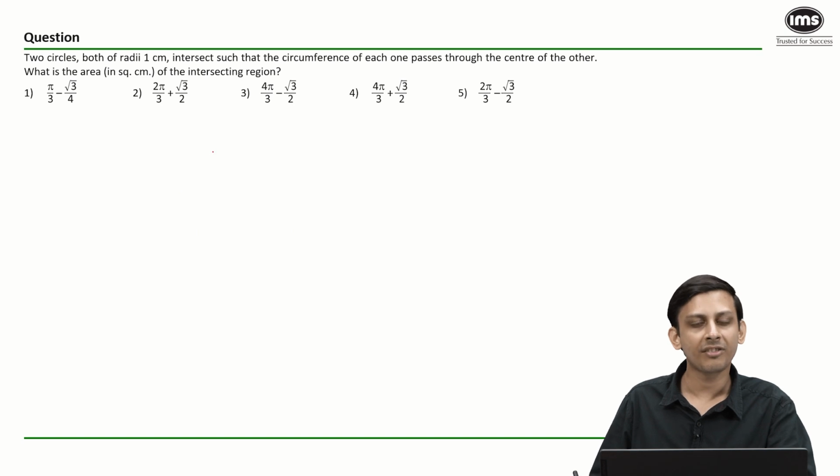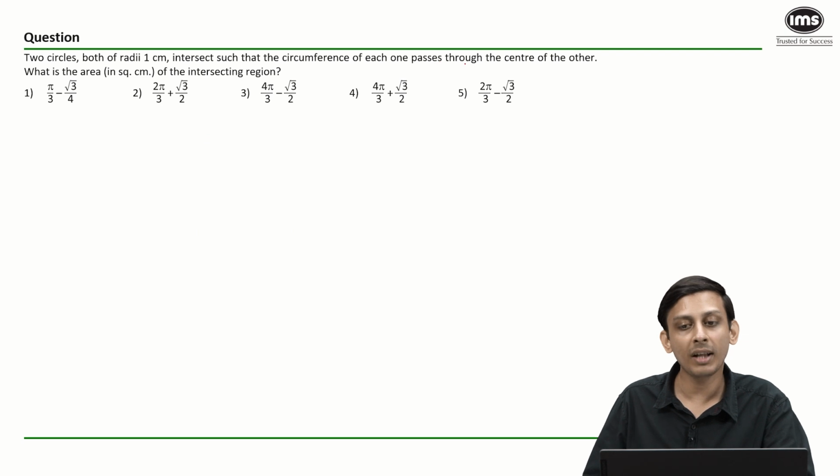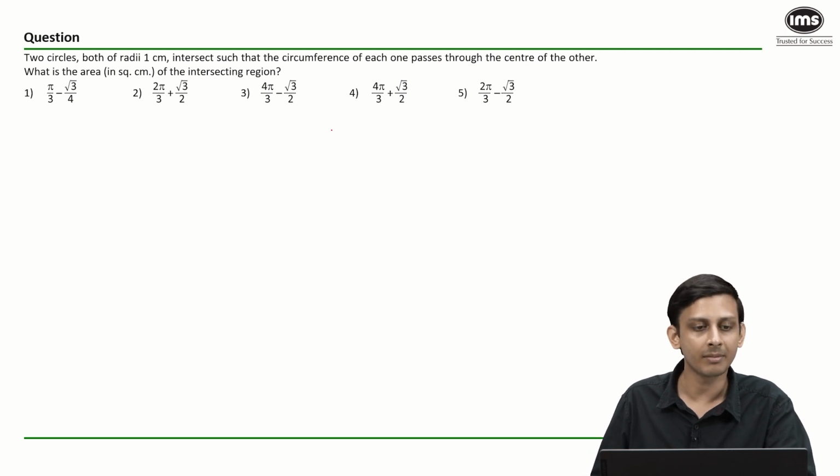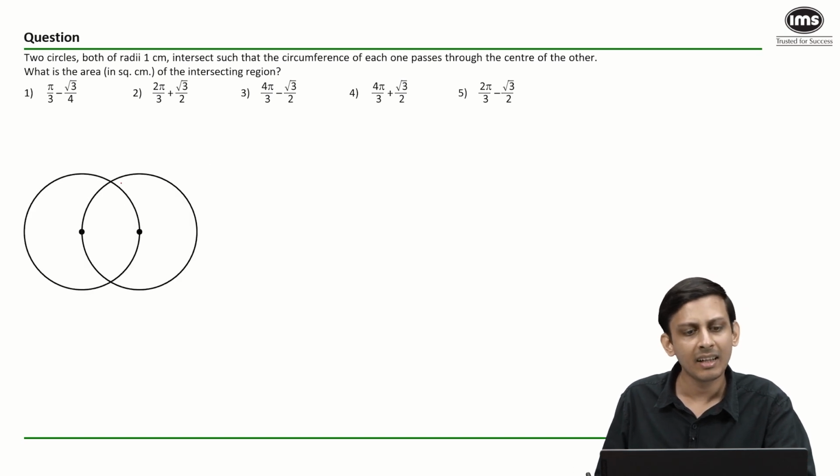If you look at this question, two circles both of radii 1 intersect such that the circumference of each one passes through the center of the other. What is the area in square centimeter of the intersecting region? So we'll make the diagram such that each circle passes through the center of the other one, and these are identical circles of radius 1. Now we have to find the area of this intersecting region.